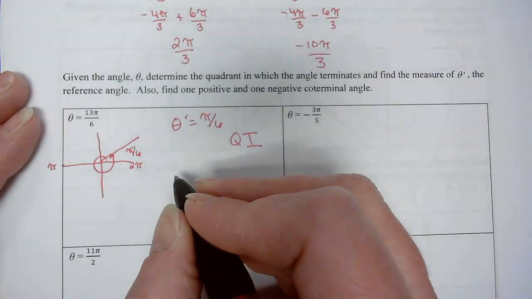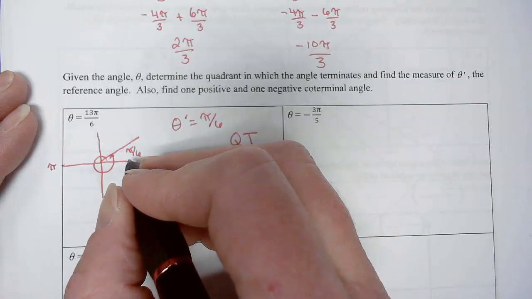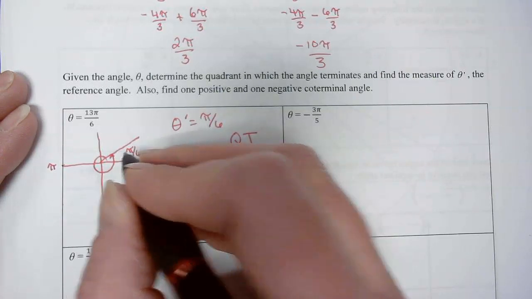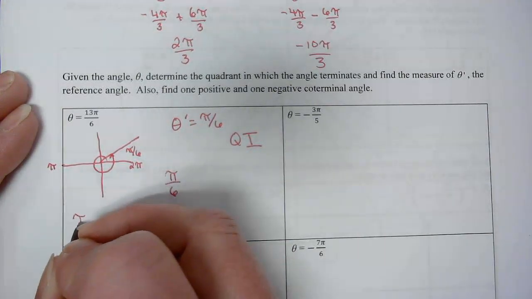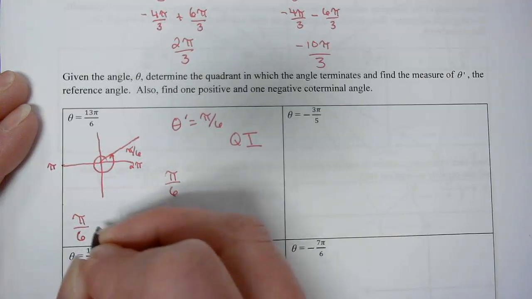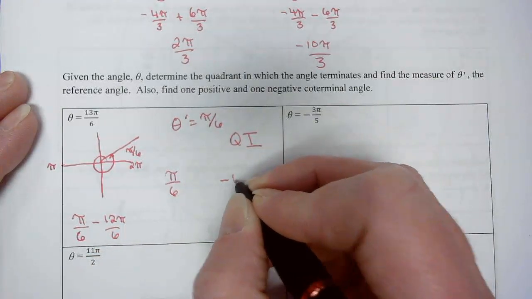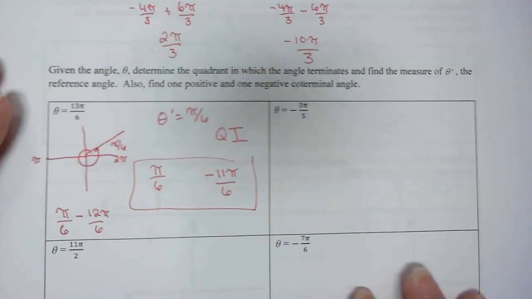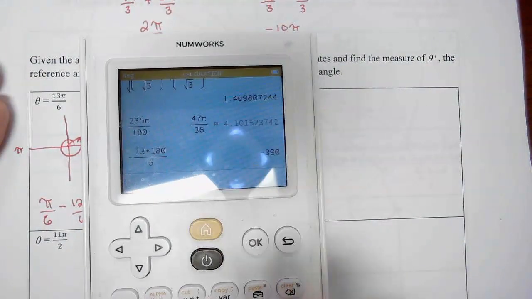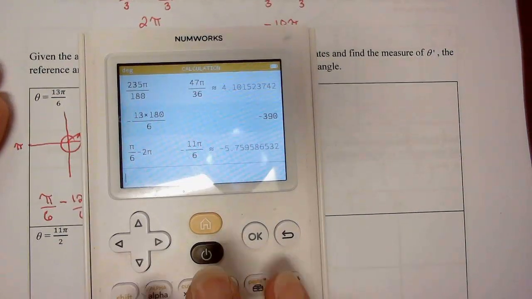And if I wanted to find a positive and a negative coterminal angle, well, first off, I know that pi over 6 is a positive coterminal angle. So one of them is pi over 6. And if I subtracted 2 pi from that, minus 2 pi, which I'm going to change to 12 pi over 6, I would get a negative 11 pi over 6. And by the way, if you have trouble with the fractions, pi over 6 minus 2 pi, the calculator can do it for you.